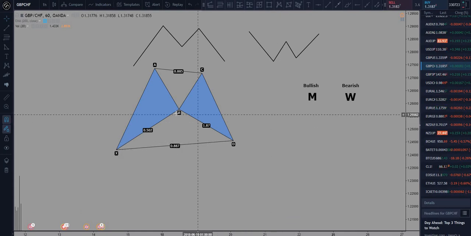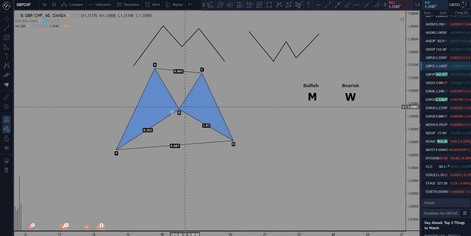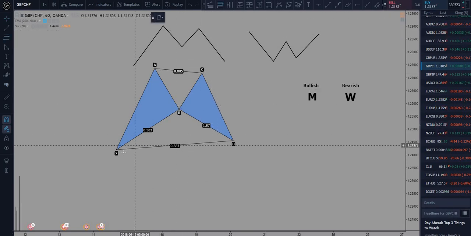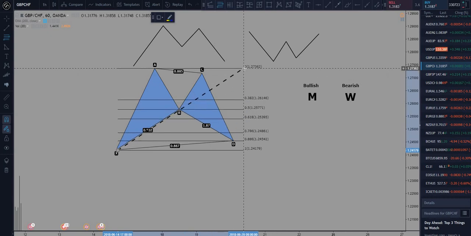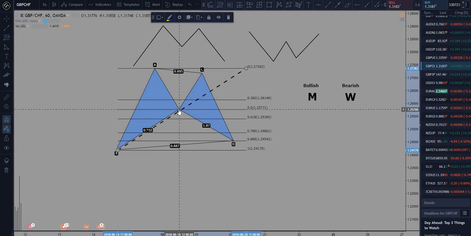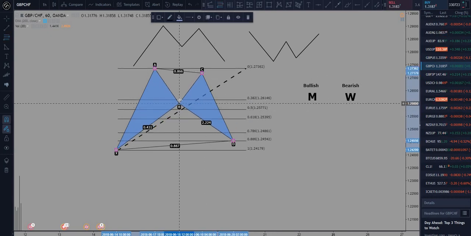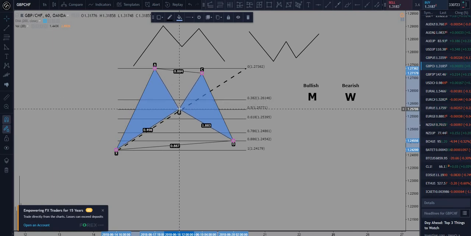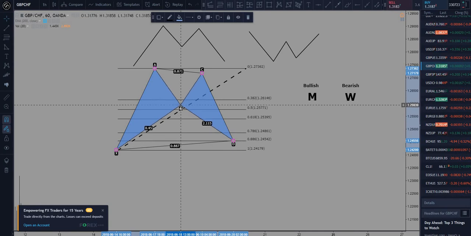So a bat pattern, the most important point in all of these patterns is the B point. The B point defines what the pattern is going to be called. A bat pattern, a crab, a butterfly, it's all here in the B point. Now, specifically for the bat pattern, the B point must be in between 50 and the 382. Now, it could be on the 382, on the 50, in the middle, it doesn't matter as long as it's touching the 382, touching the 50, or anywhere in between.